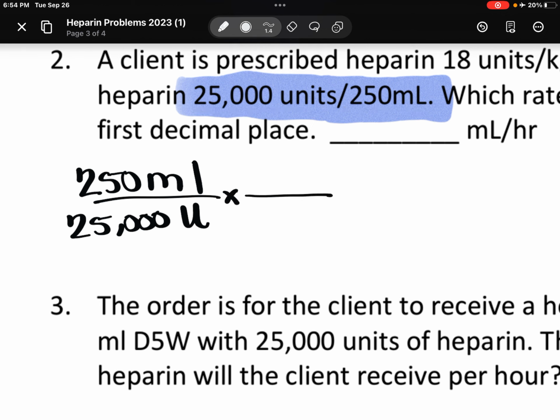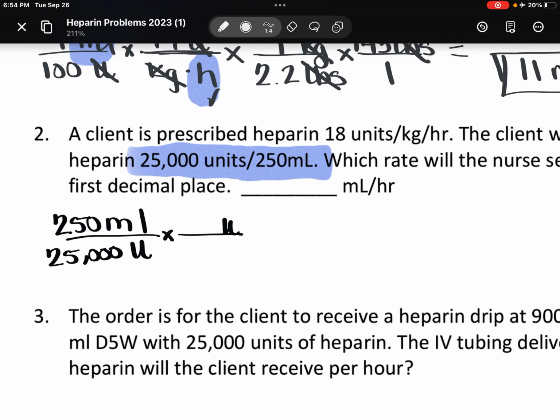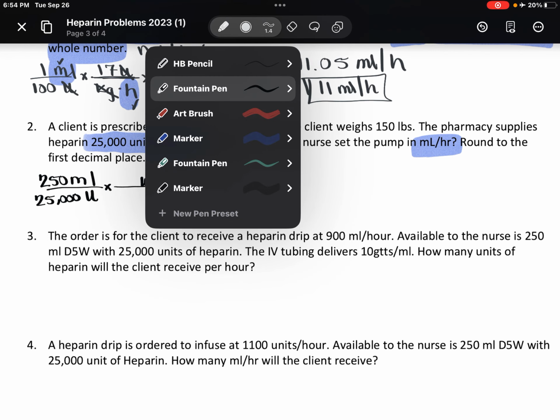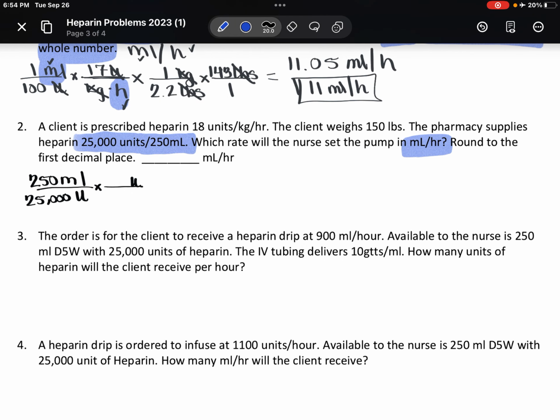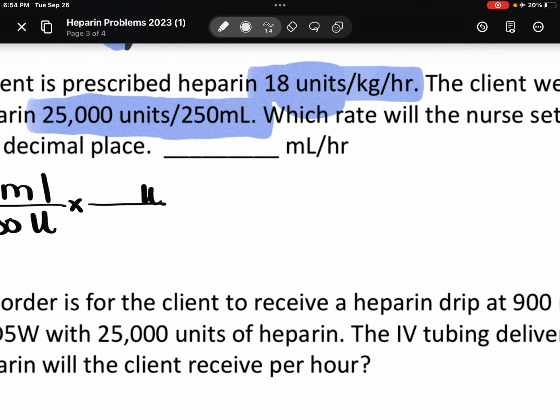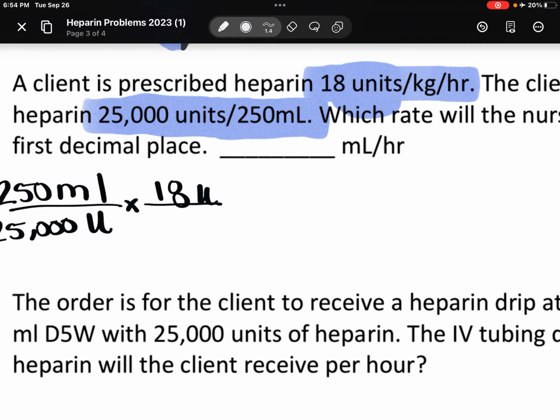Okay, so now I need to get rid of these units. So I'm going to bring my units up here. Put my U for units. I'm going to look back at my problem. Where in my problem does it say anything about units? Well, I know that my order calls for 18 units per kilogram per hour. There's my units. So that's what I'm going to use. I'm just going to tie that in. So on the top it's just asking for units. So that's why I just take this right here and put it on top. Because on my top, the only thing I need up there is my units, because I took this unit and brought it up.